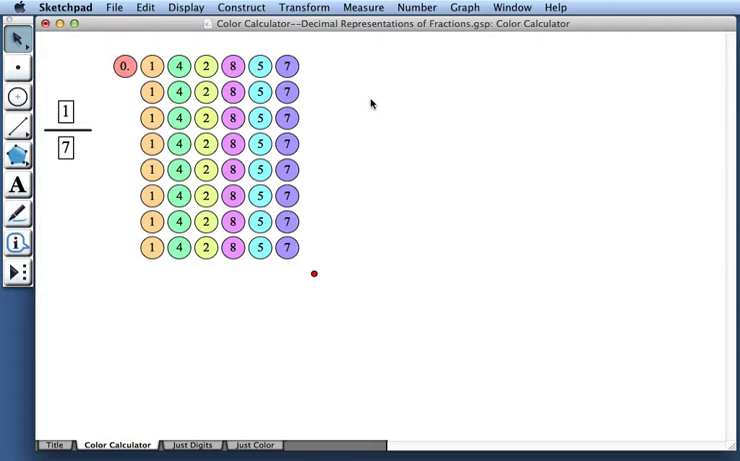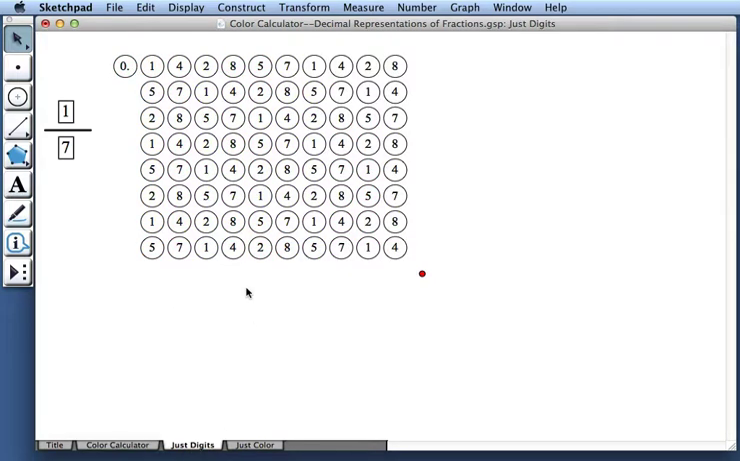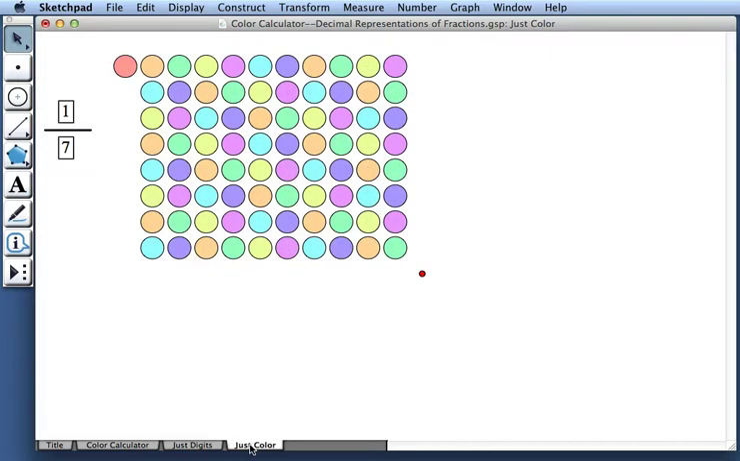It would be hard to see this repetition if I was using a calculator instead, where I only saw a limited number of digits. Now this version of the color calculator shows both digits and color. Another page of the sketch shows just digits, and my favorite page is the just color page. So here we see 1/7 represented with just the colors but no digits.